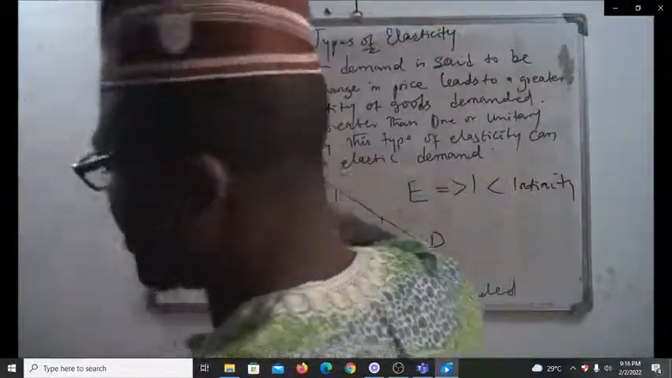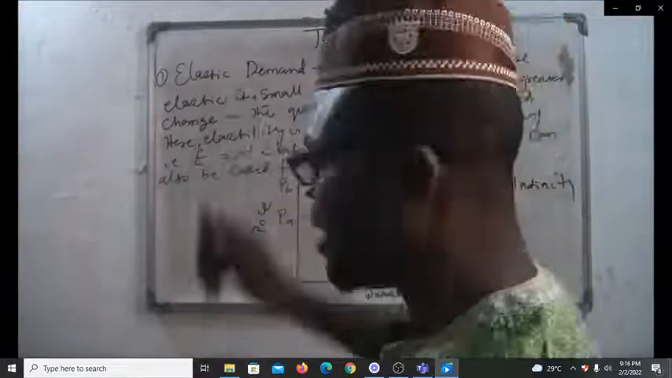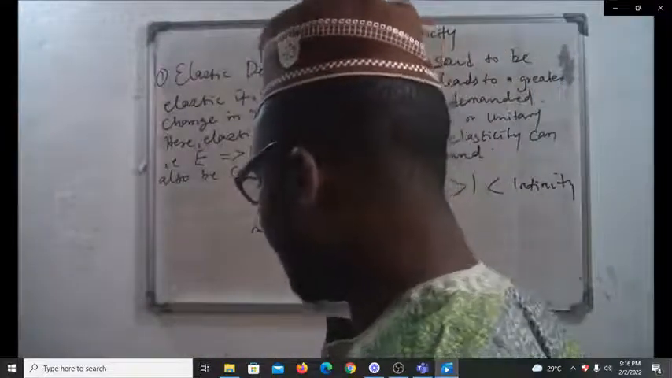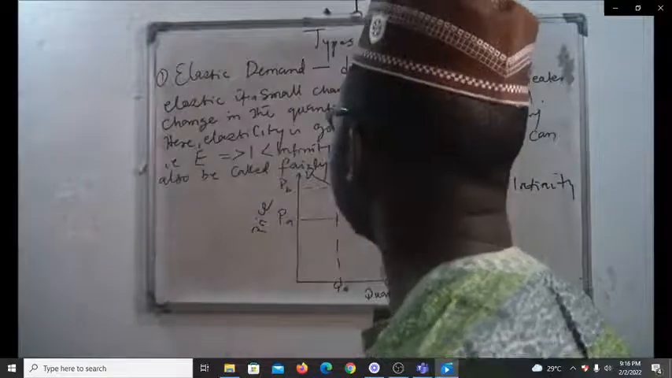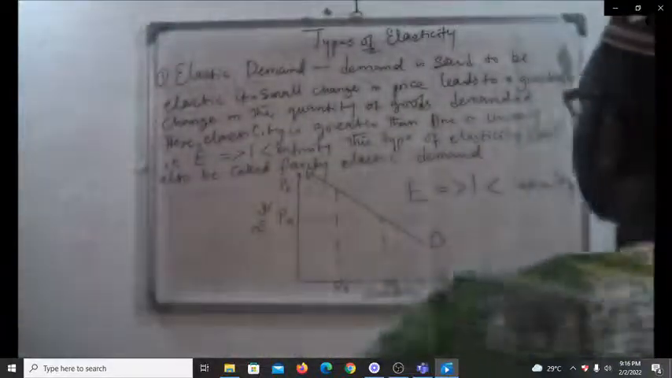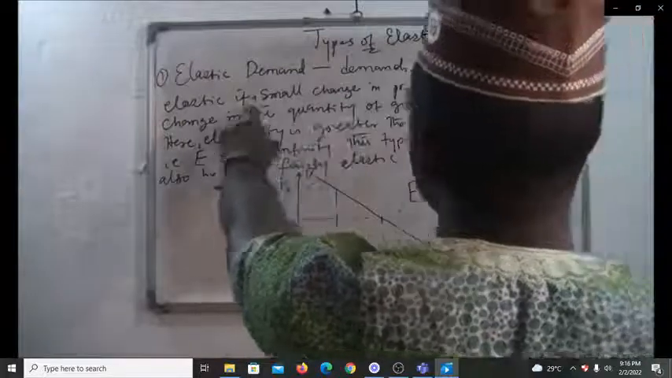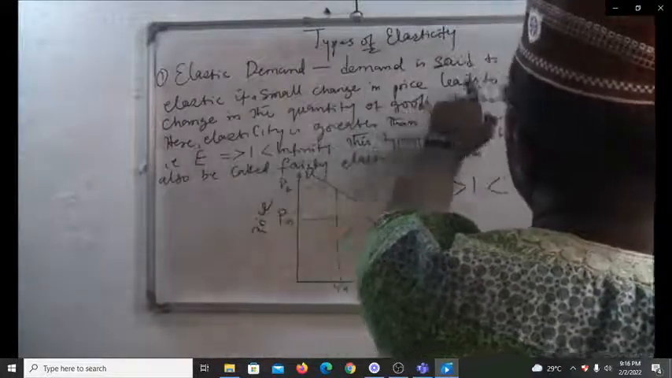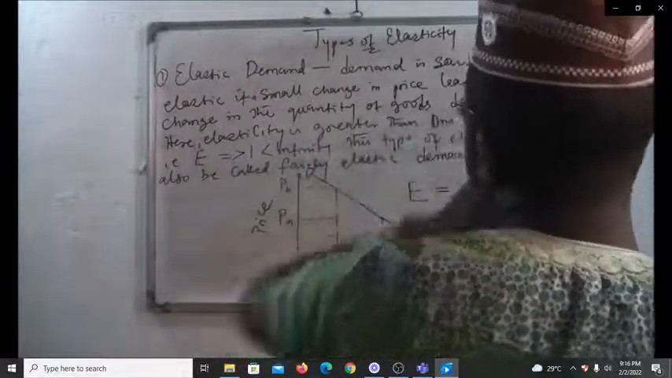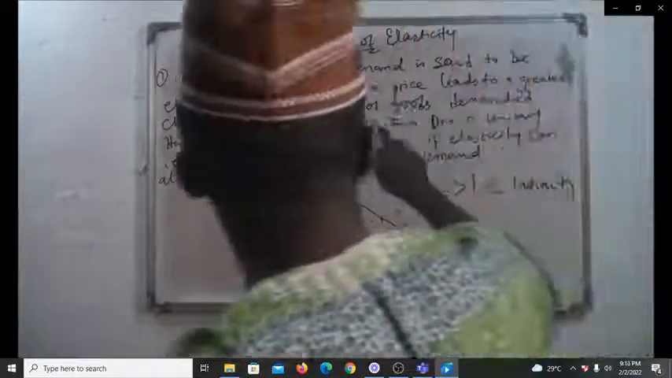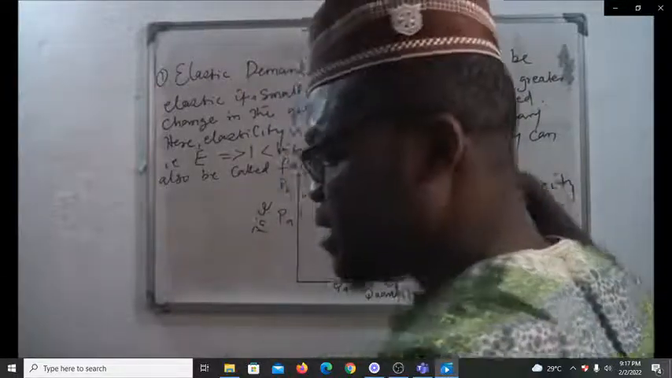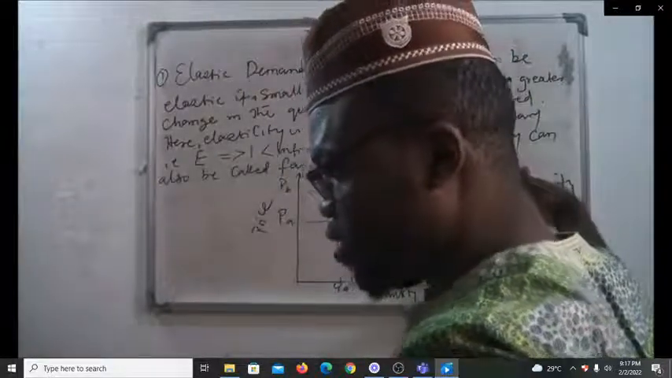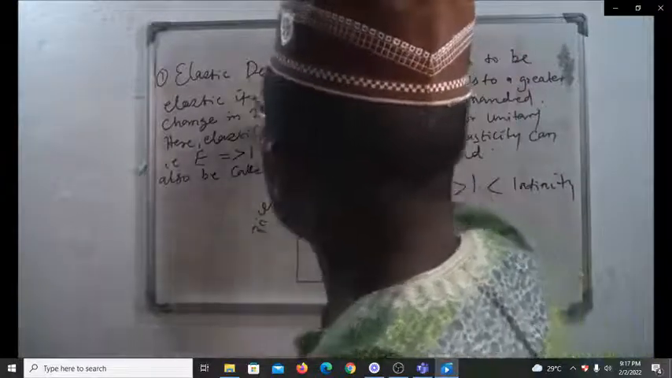Number one is elastic demand. We have elastic demand, we have inelastic demand, we have unity elastic demand, and other types, you understand? But first of all, we take the first one, elastic demand. What is elastic demand? Demand is said to be elastic if a small change in price leads to a greater change in quantity of goods demanded. Is that clear? Whenever there is a little change in price, and you see that the quantity of goods demanded changes, you understand, tremendously.